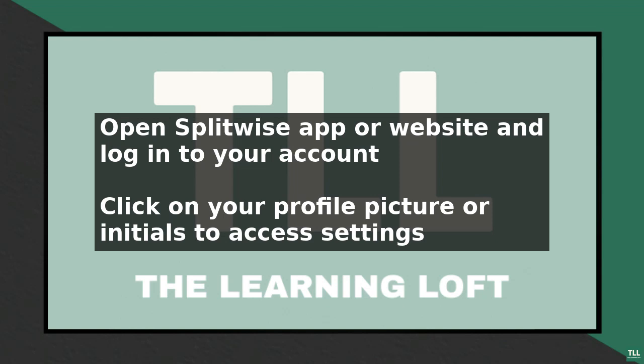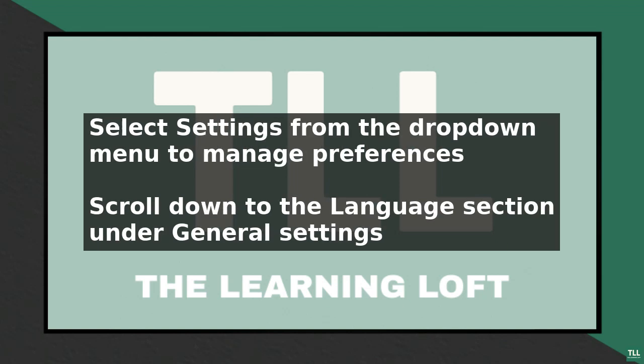This will take you to the Settings page where you can manage various account preferences. Scroll down to the Language section, which is typically found under the General or Account Settings category. In the Language section, you will see a drop-down list of available languages. Click on this list to view all the languages supported by Splitwise. Select the language you want to use from the list.